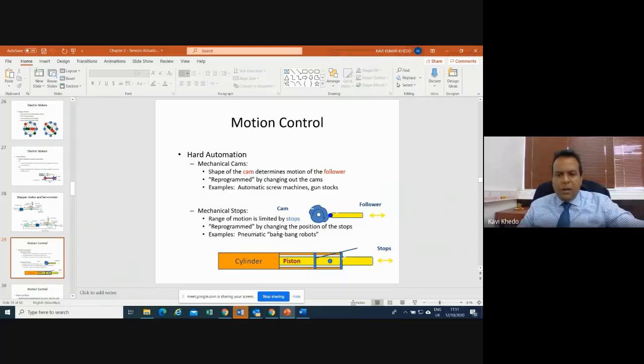You can have mechanical stops as well, depending on what a piston is, and this is the stop. Depending on the position, it will stop at a particular place. It cannot be more than this, it cannot be less than this. It will move only between those two lines here. So this is called mechanical stops. Normally the yellow part here is the follower, and these are the stops. It will move only within this.